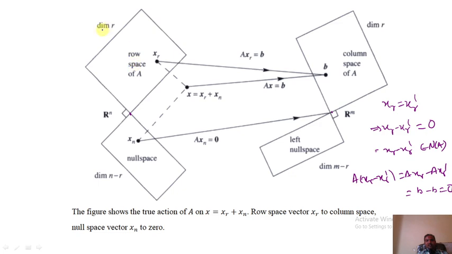We know the dimension of the row space and the column space is the same. That means every vector in the row space is mapped to a distinct vector in the column space. One vector is mapped to one vector, another vector to another vector. That means every vector is mapped to one vector in the column space of A. If three vectors in the row space are there, those three vectors map to three vectors in the column space of A. Similarly, the null space maps to the left null space. These are not the same dimensions: n minus r, and this m minus r.